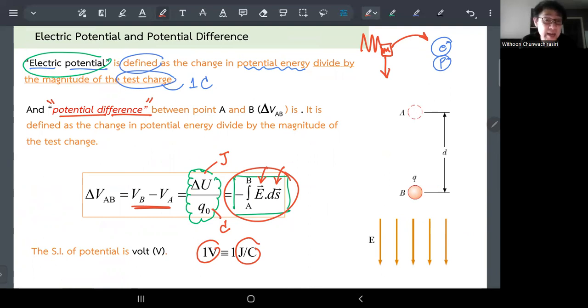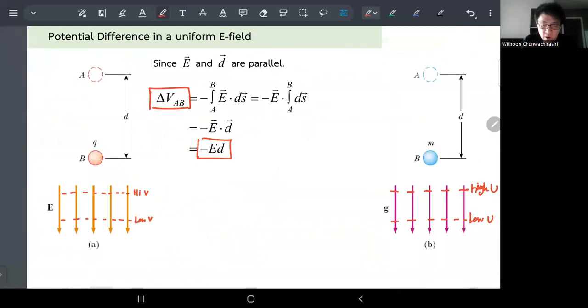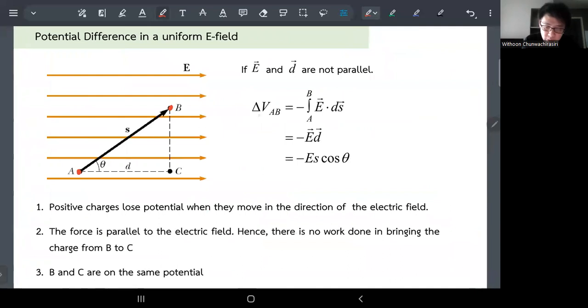The negative sign, you kind of get it now. The negative comes from the fact that when you go against the field, you're going up in potential. You're going higher in potential, so that's why you have a negative sign there. Now I'm going to calculate the potential difference from A to B. It's the negative integral of E dot ds from A to B, initial point to final point. So far, so good. But now the E is pointing horizontally.